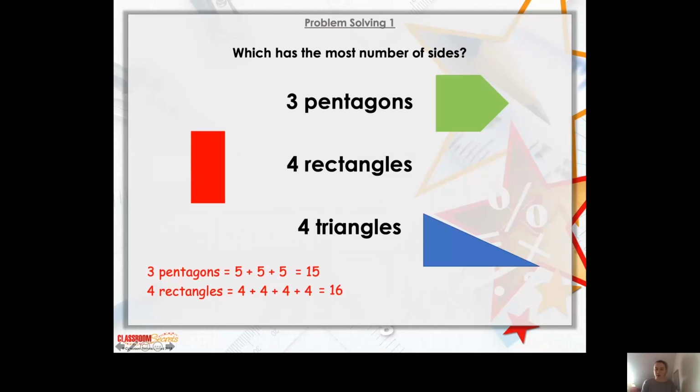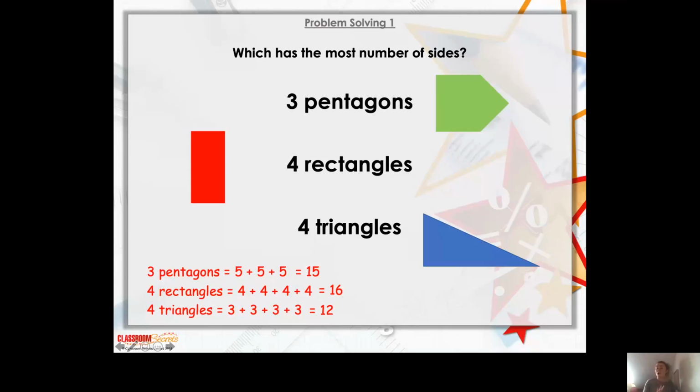Now, what about 4 triangles? Well, we know that all triangles have 3 sides, don't they? So therefore, we can write the number sentence 3 plus 3 plus 3 plus 3, because we've got 4 triangles and they each have 3 sides, sorry. Now, what is 3 plus 3 plus 3 plus 3? Well, 3 plus 3, double 3, is 6. And 6 plus 3 is 9. And then let's add on our last 3. 9 plus 3 equals 12.